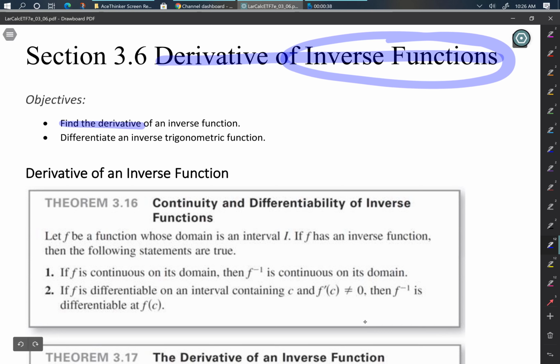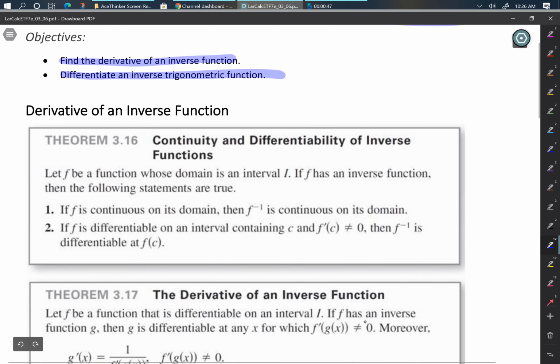So we have two objectives: to find the derivative of an inverse function and to differentiate an inverse trigonometric function. Those are our two objectives. First off, we're going to take a look at the definition of an inverse function, just in case you may have forgotten it since you first saw it way back in probably college algebra, or maybe if you took pre-calc.